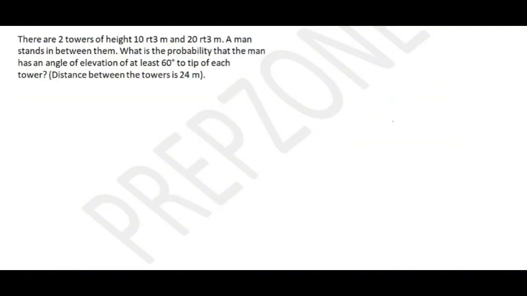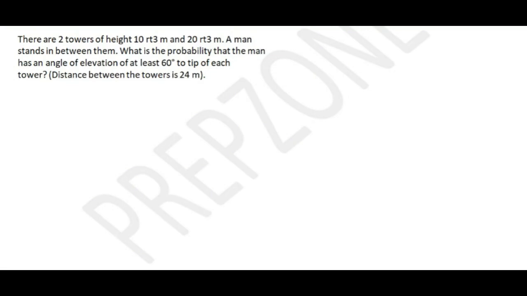Perfect. Let's solve this question then. There are 2 towers of height. A man stands in between them. What is the probability that the man has an angle of elevation of at least 60 degrees to the tip of each tower? The distance between the towers is given. A brilliant question. First step is draw the diagram. उससे चीजें बहुत clear हो जाएगी. Just draw the diagram. Draw towers, put the information that is given, and then manually try to see.